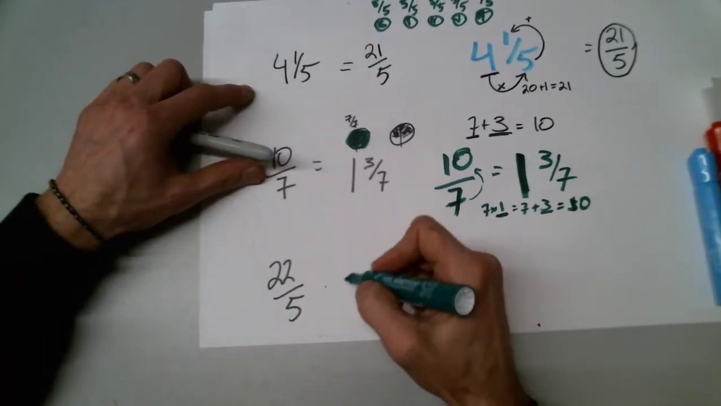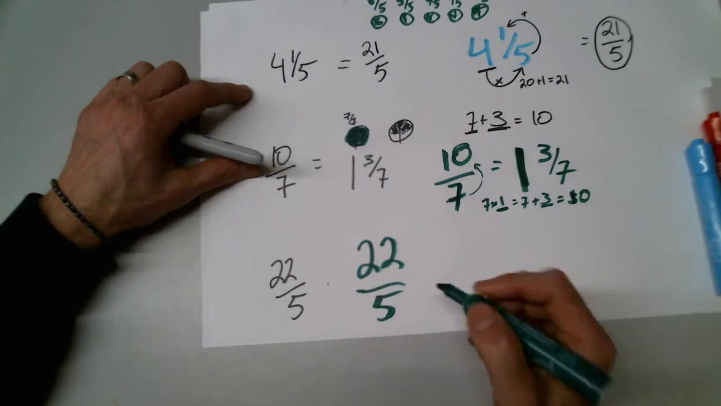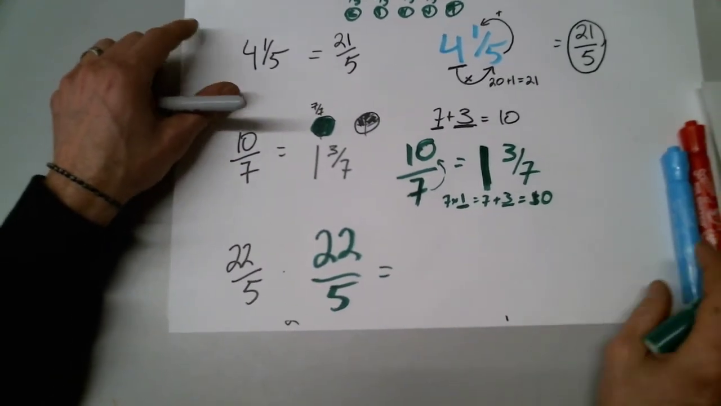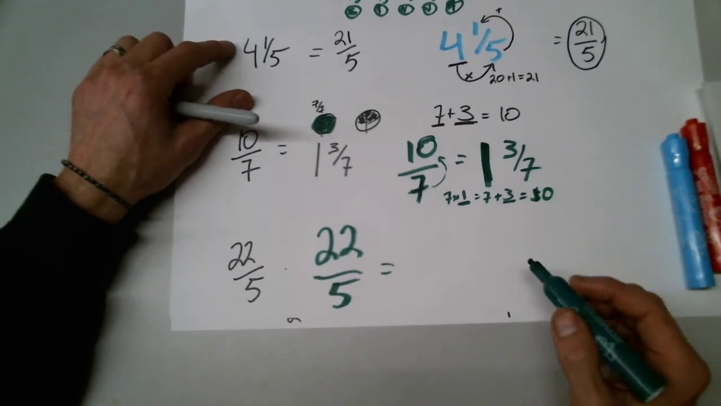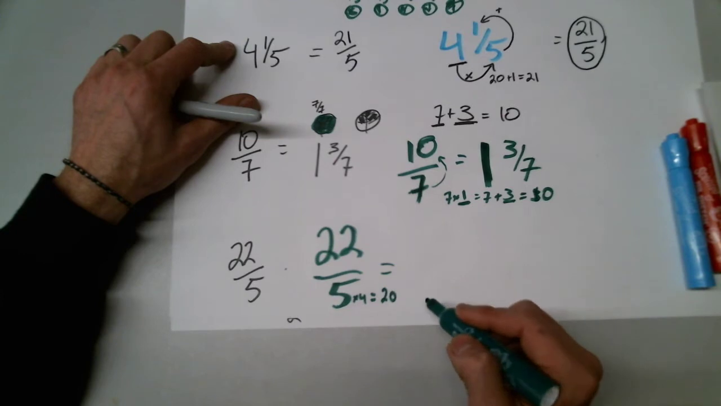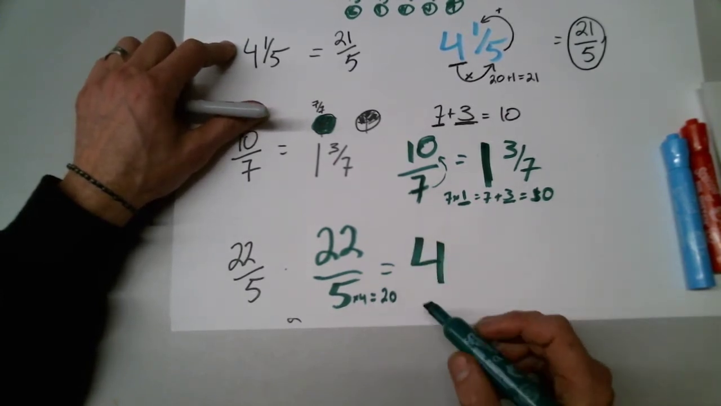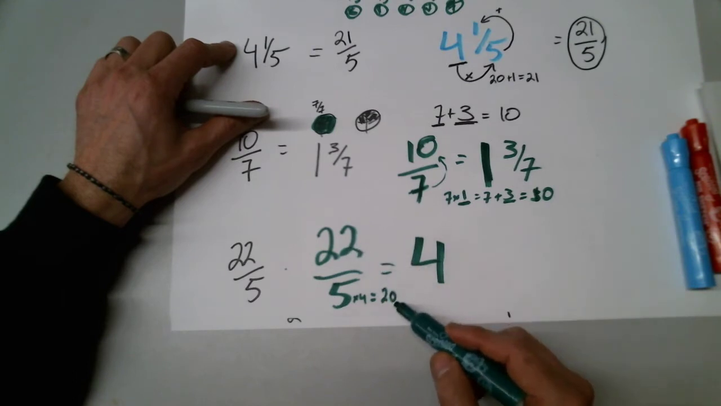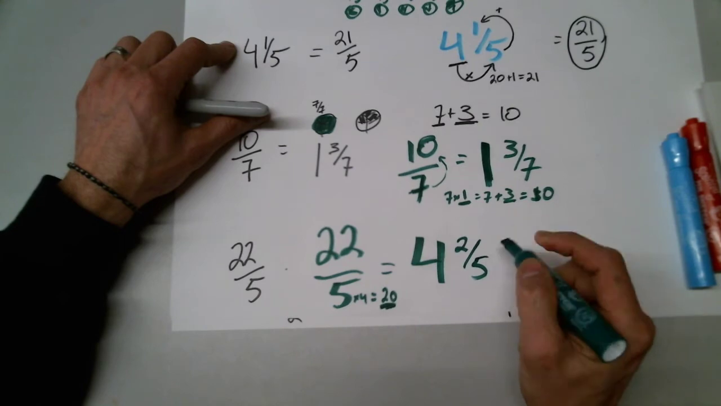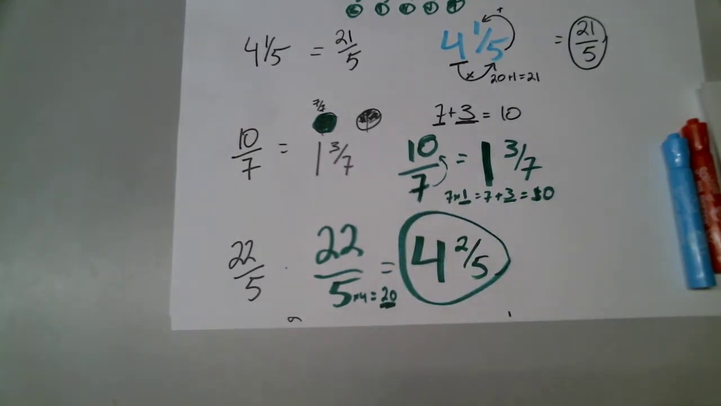Try this one. I get 22 fifths. So how many times does 5 go into 22 without going over? Well, 5 times 4 gives me 20. So I can take 4 wholes out, and I have 22 at the top and 20 here. What's the difference between them? 2 fifths. That's how we convert back and forth.